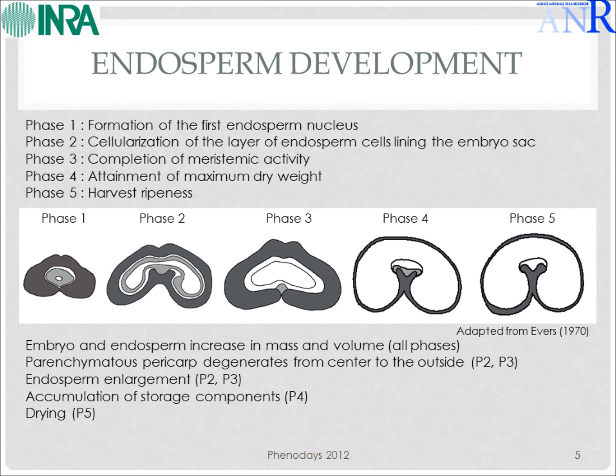The endosperm development can be divided into 5 phases. The first one is the formation of the first endosperm nucleus, and so on for the others. During these different phases there are some changes, like the increase in mass and in volume for the endosperm and the embryo. What is interesting in this case is the degeneration of maternal tissue from the center to the outside of the kernel, and at the same time the enlargement of the endosperm.